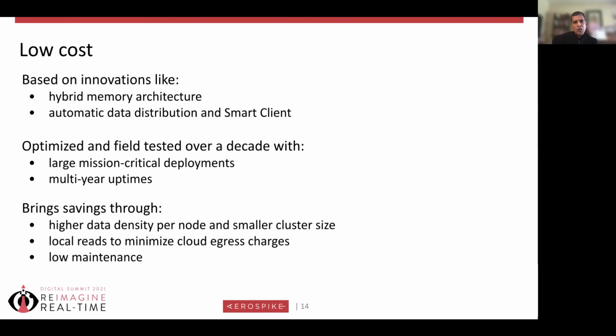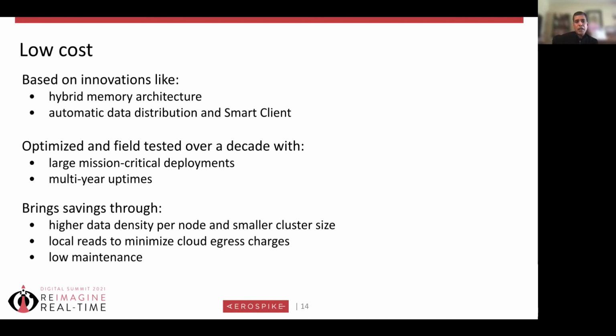Other innovations include automatic data distribution and smart client, which essentially take care of the application and failure recovery aspects, and your application development and resiliency becomes much better.